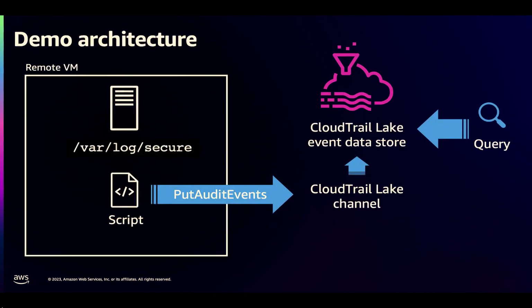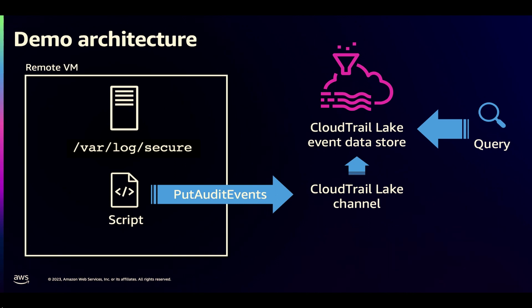So the demo architecture today is really, really straightforward. We're going to have a remote VM running somewhere, in reality in another AWS account, but it can run anywhere. It could be on-prem, it could be in another cloud. That VM has a log file called var log secure, and it's going to run a script that's going to do that PutAuditEvents API call.